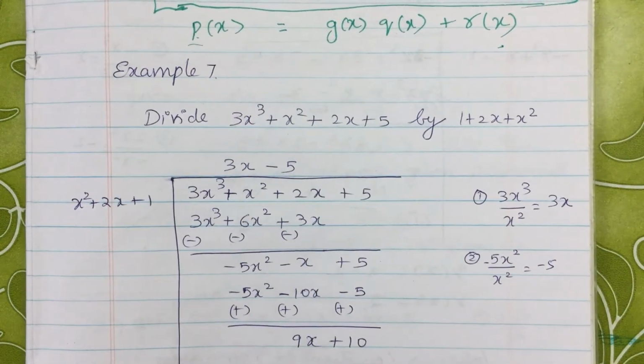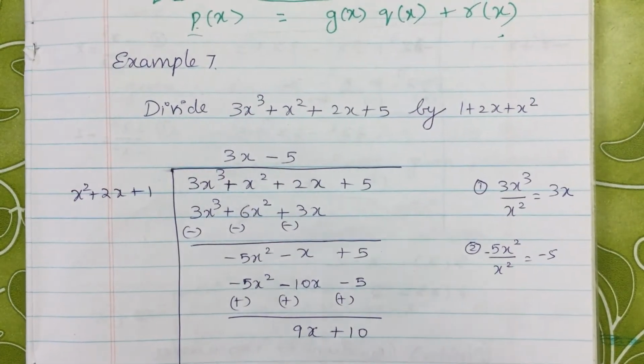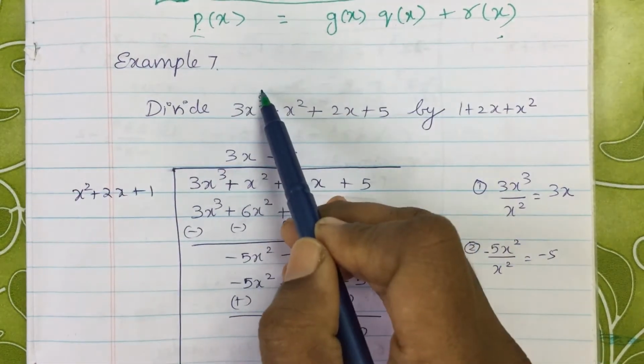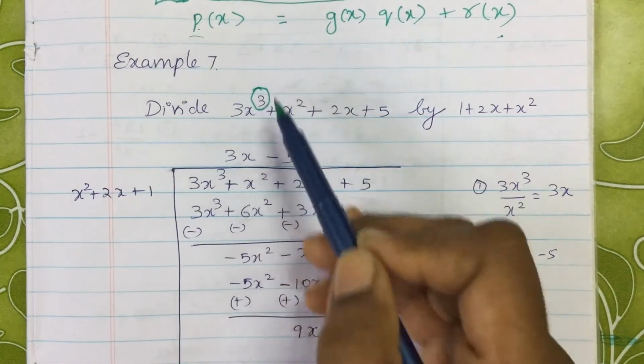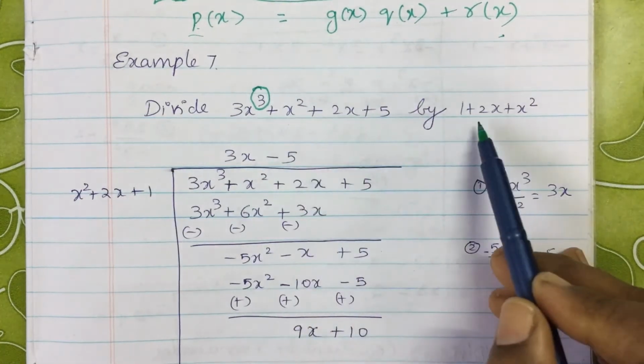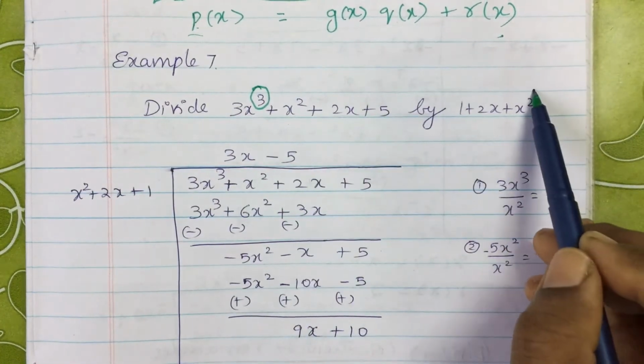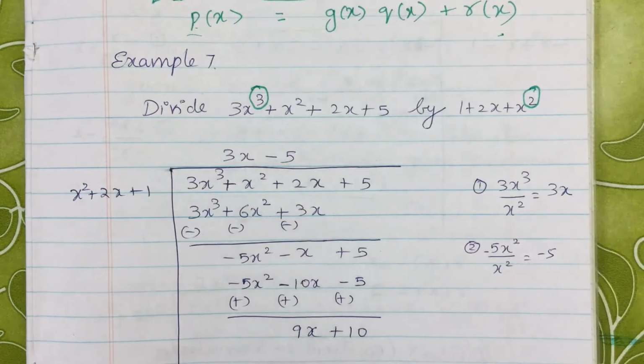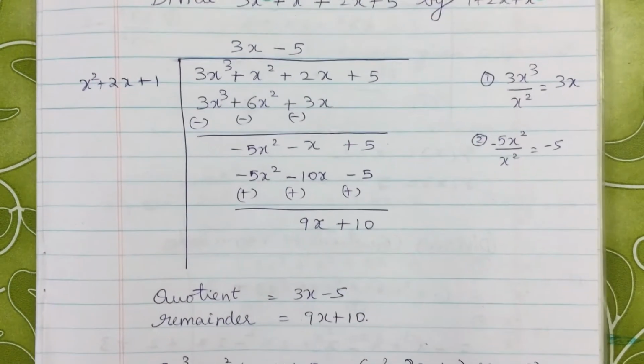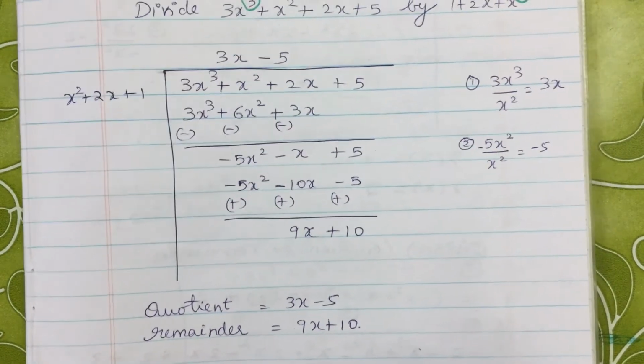So next is your example 7. Previously you saw a polynomial with a degree 2. Now you are going to divide a polynomial with degree 3. So you are going to take a cubic polynomial and you are going to divide that with a quadratic polynomial. Okay.